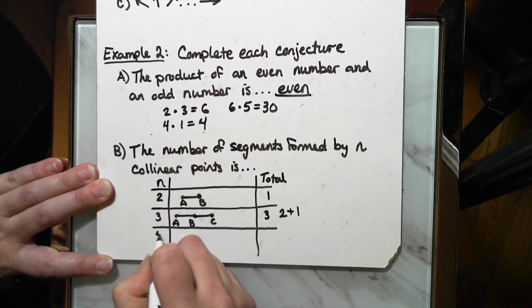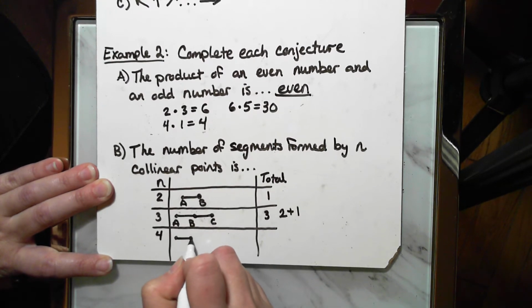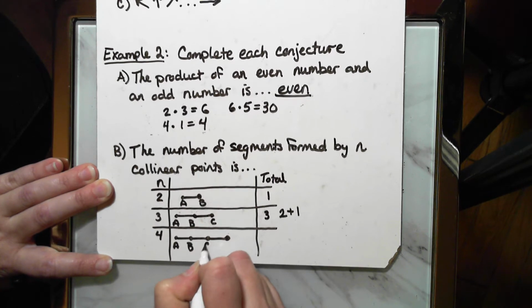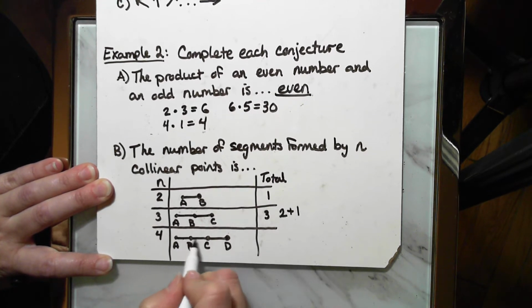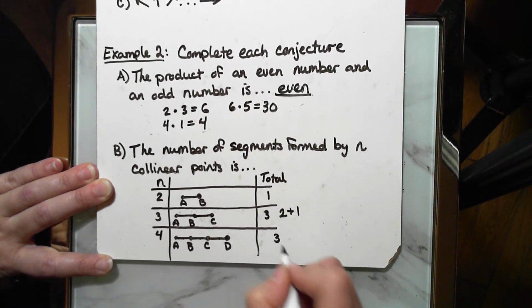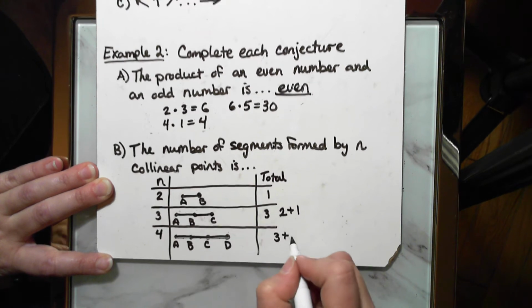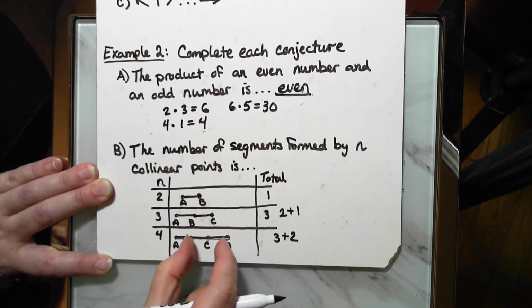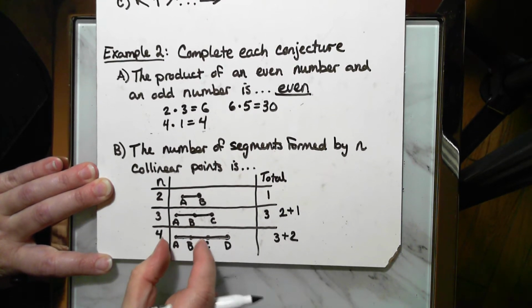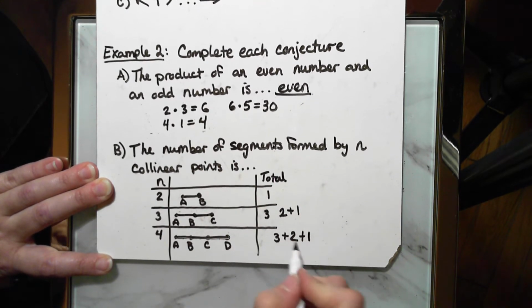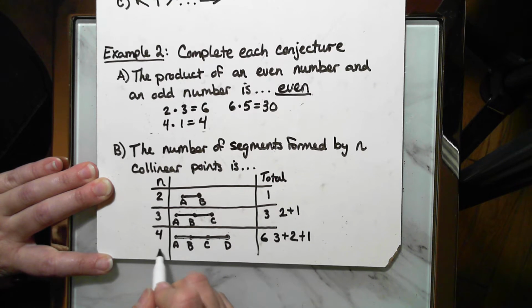If I have 4 collinear points, I'll have 1, 2, 3 short segments, this long segment, and then this long segment. So that's 2 segments that are 2 parts long, this one and that one. And then I have the total segment again. And this adds to 6.